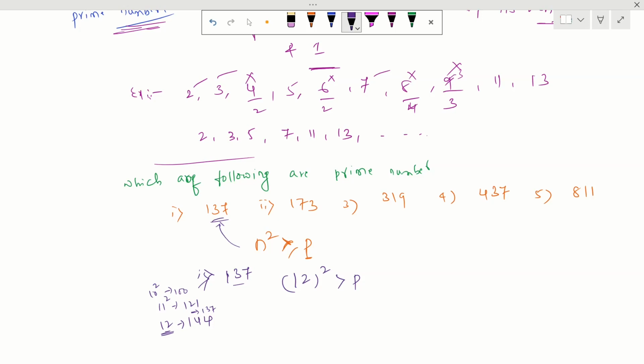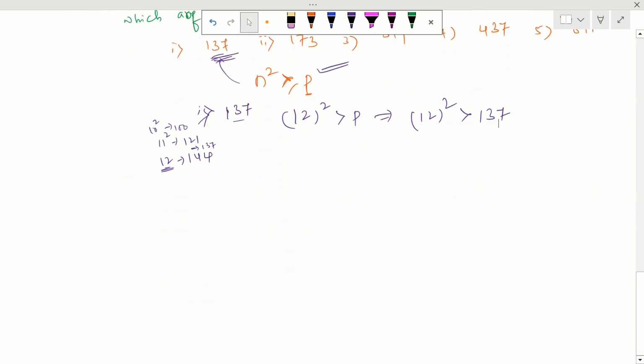12 square is 144. 144 is greater than p, right? Here p is this prime number 137. 12 square is greater than 137. Understood? Now, which are the prime numbers less than 12? We have to write 2, 3, 5, 7, and 11. These are the prime numbers less than 12.